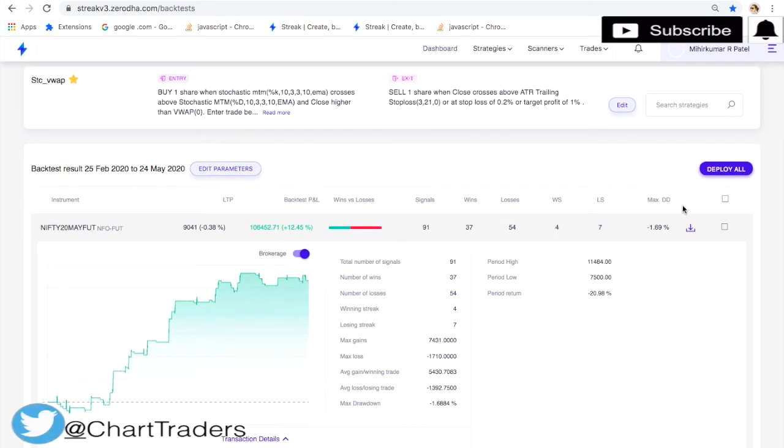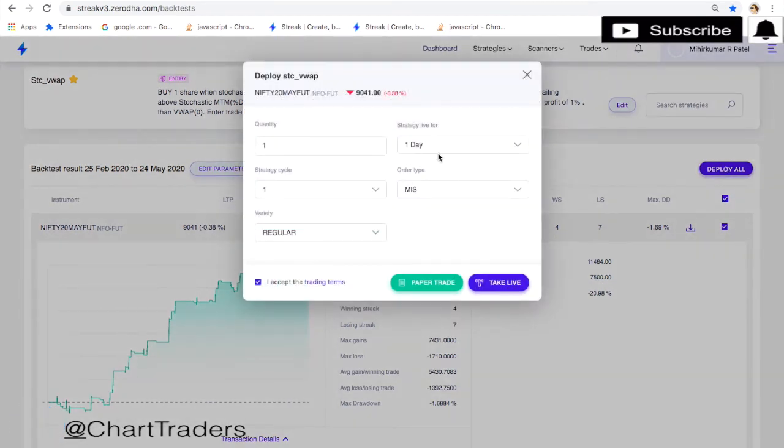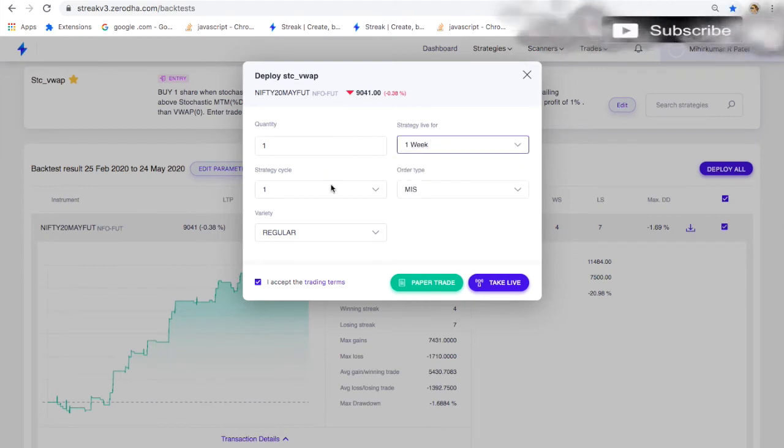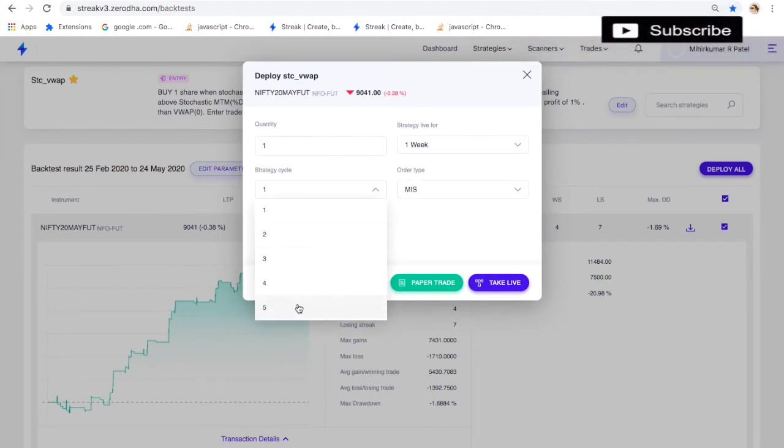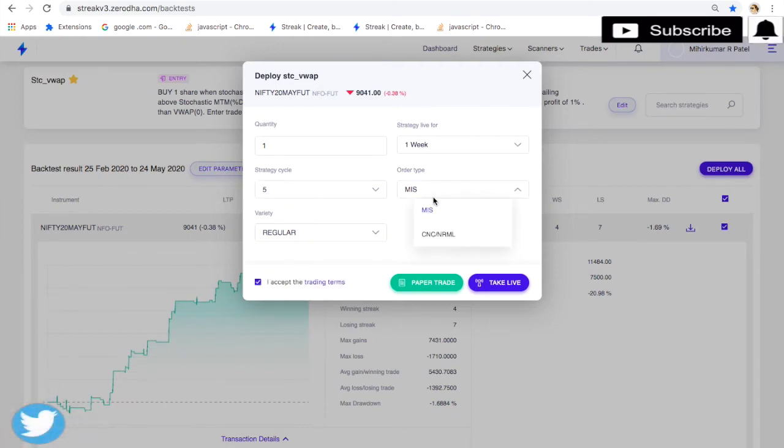If you want to make it live, just select here and deploy. It is going to ask how many days the strategy should run live, that is 1 week. Cycles means the number of trades per day, so maximum we can take 5 trades, regular. Here we can select MIS or CNC. CNC normal means positional, MIS means automatic intraday square-off at 3:25. Here we can also see bracket order and regular order, but I am going to select regular order.